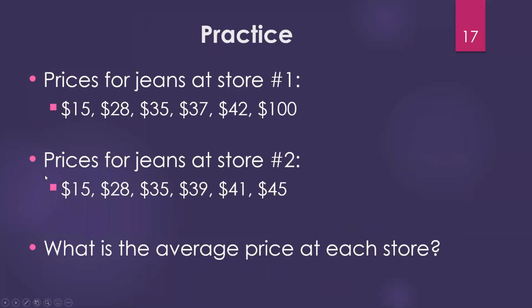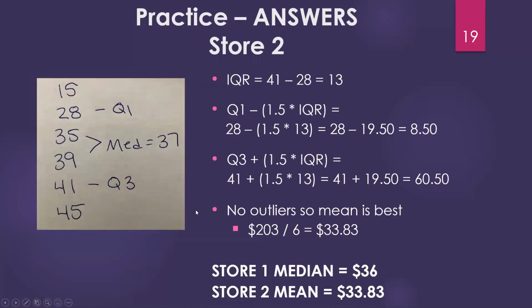Here, these ones are just coming from the prices that are listed for store 2 in the problem you were given. Pick the middle two values, right? Because there's an even number of values, take the average or the mean of those, which is 37. Then the middlemost value of the lower values is our Q1. The middlemost value of our upper values is Q3.